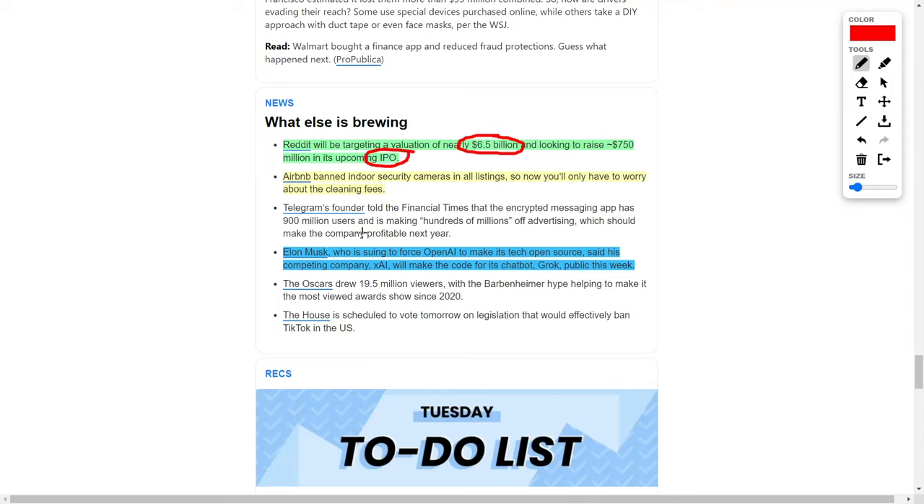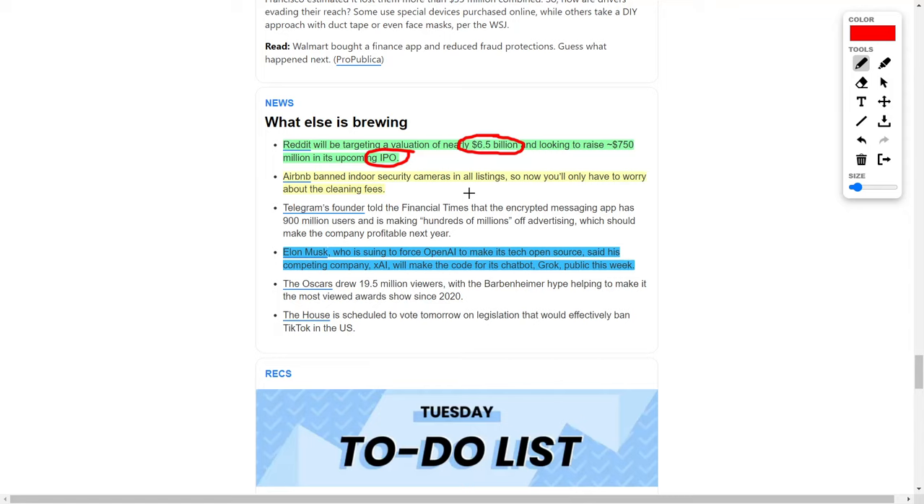You should also be aware that Elon Musk is suing OpenAI to force the company to create open source artificial intelligence technology. On top of that, Elon Musk even said that his ex-AI company will actually release the code for their chatbot named Grok, and he's going to make that open source and open to the public later this week.